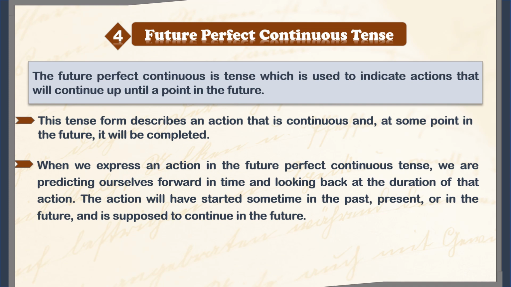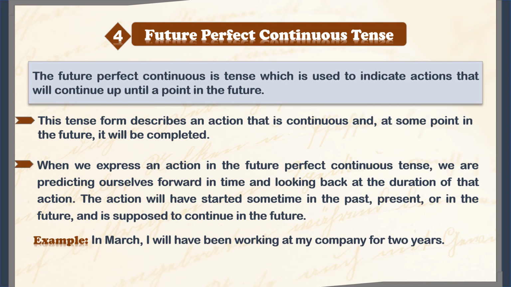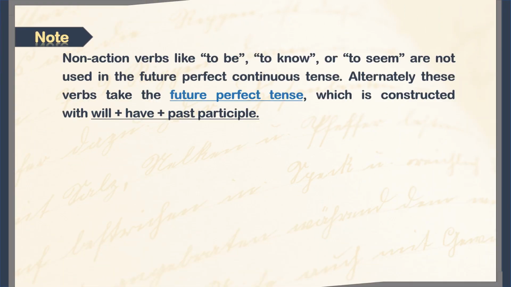The action will have started sometime in the past, present, or future and is supposed to continue in the future. For example, in March, I will have been working at my company for 2 years. Please note that non-action verbs like to be, to know, or to seem are not used in the future perfect continuous tense. Instead, these verbs take the future perfect tense, which is constructed with will plus have plus past participle.